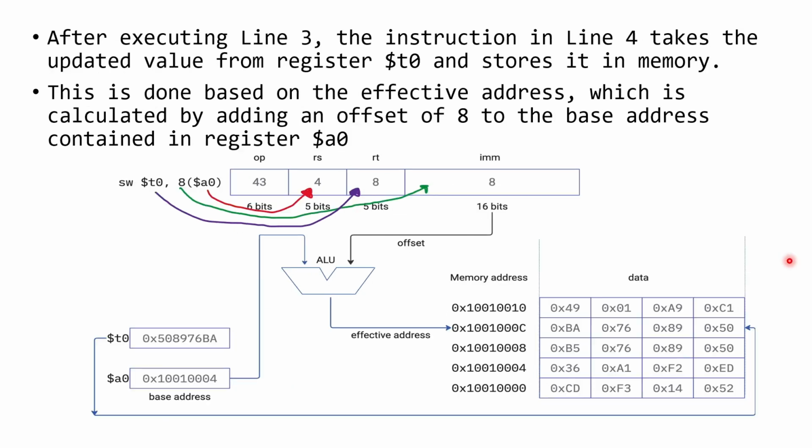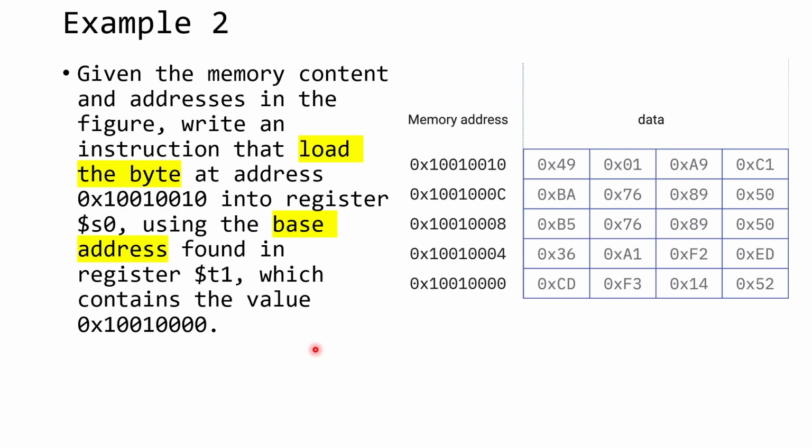Okay. Now, as for store word, same thing. A0 is the RS, 8 is the immediate, and then T0 is the register number. So when they load, A0 is still 004, add with 8. So 4 plus 8 is C in hexadecimal. Now this will be loaded here, 508976 B5. Right? Now that's how we do the load word and store word instructions.